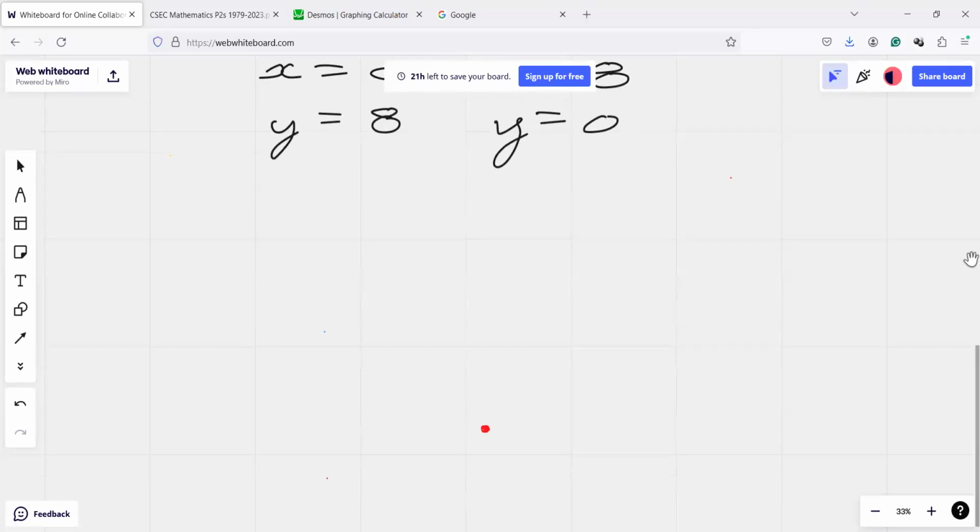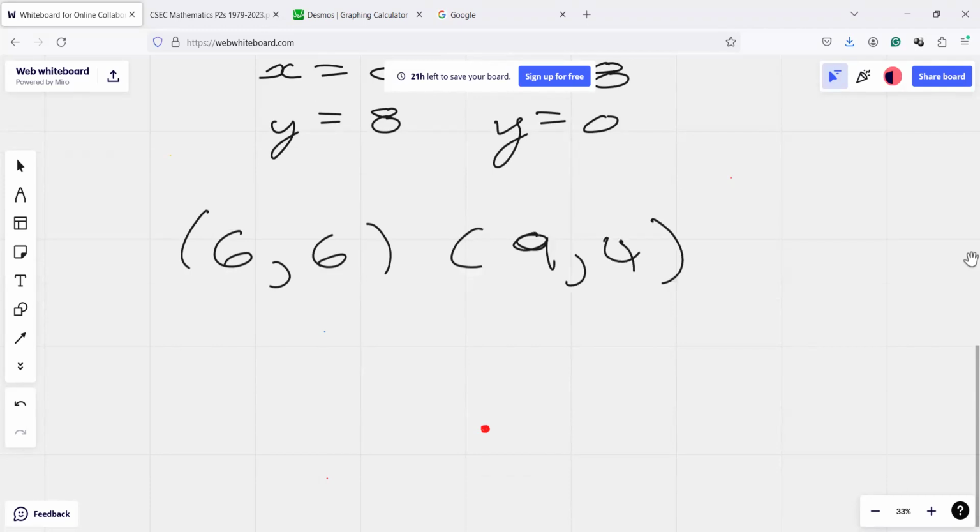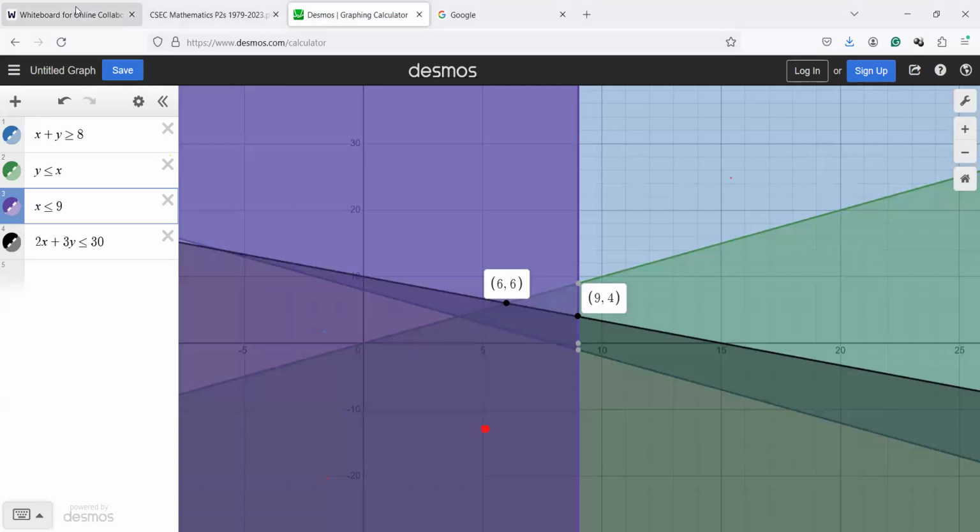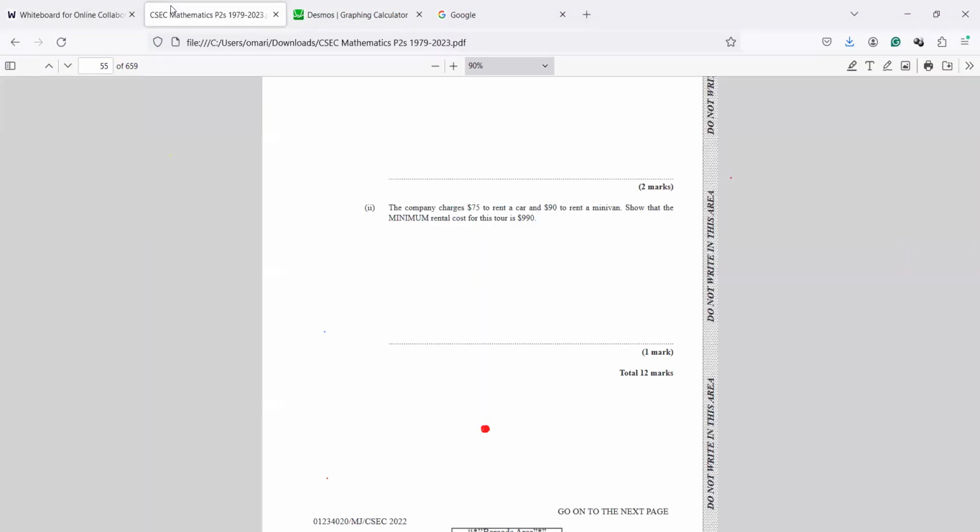So the 2 points that we got were 6, 6 and 9, 4, I believe. Let's double check that. Yeah, 6, 6 and 9, 4. $75 for a car and $90 for a minivan.